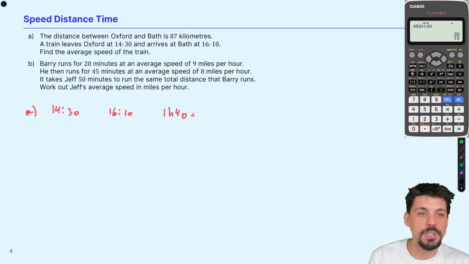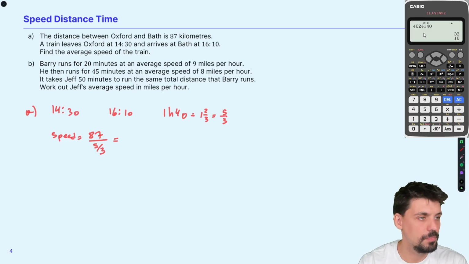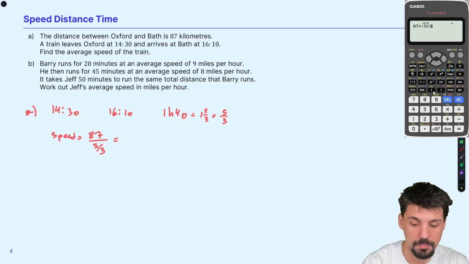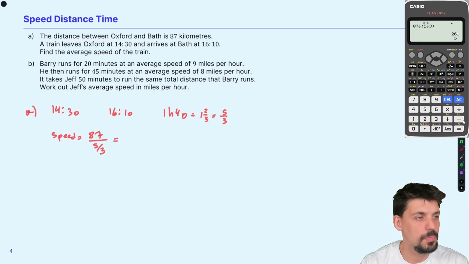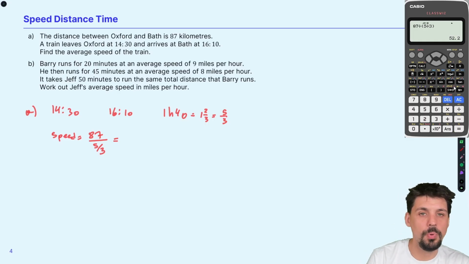Now, we want to be doing the speed. So we want this in just hours. So that is 1 2/3. All right, 1 2/3 of an hour. We're actually going to write that as 5/3 of an hour, because we're going to do some division. We want speed, which is distance over time, which is 52.2 kilometers per hour.